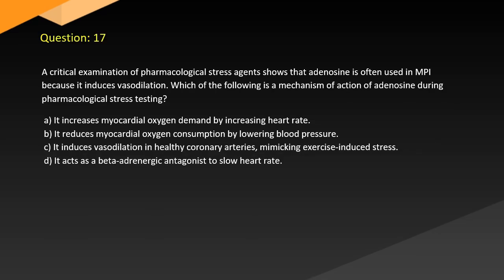Question 17. A critical examination of pharmacological stress agents shows that adenosine is often used in MPI because it induces vasodilation. Which of the following is a mechanism of action of adenosine during pharmacological stress testing? A. It increases myocardial oxygen demand by increasing heart rate. B. It reduces myocardial oxygen consumption by lowering blood pressure. C. It induces vasodilation in healthy coronary arteries, mimicking exercise-induced stress. D. It acts as a beta-adrenergic antagonist to slow heart rate.